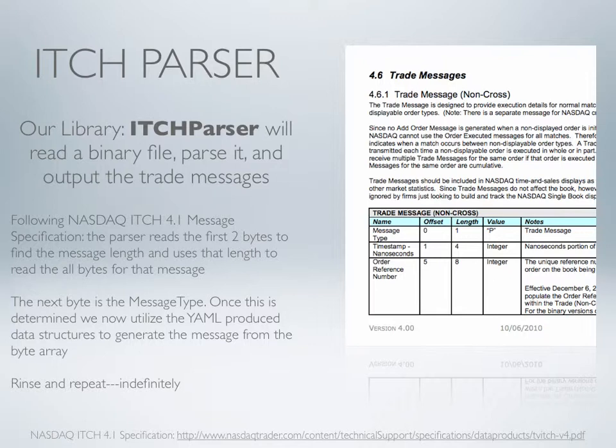Basically, you start at the beginning of the message. The first 2 bytes tell you the message length. You can then use that to read all of the bytes for the message. The next byte following those first 2 bytes gives you the message type. Using that message type, you can use those YAML-produced data structures we previously mentioned to generate the message from the byte array that you have. And as I mentioned before, you repeat this several hundred million times, for each message in the file.